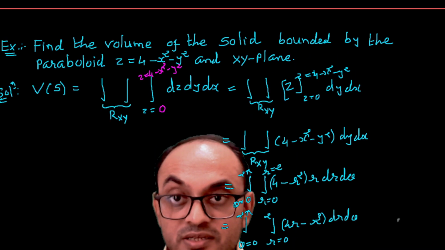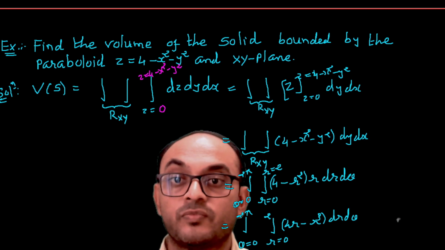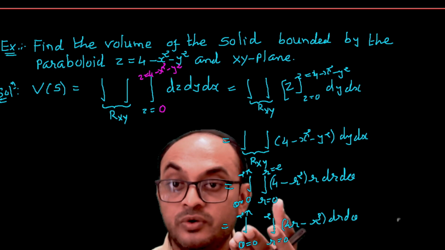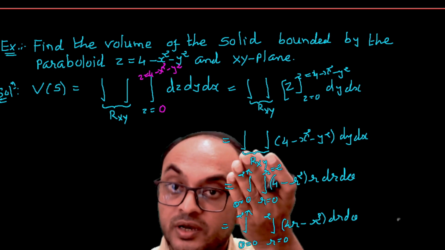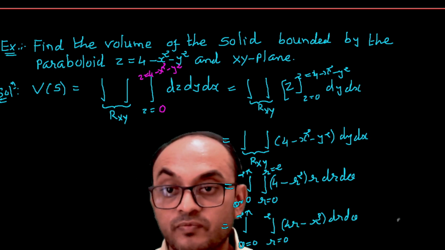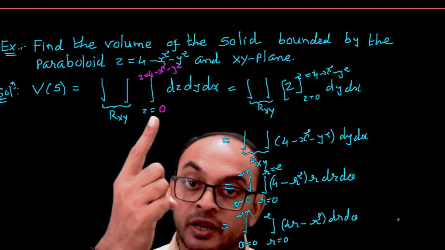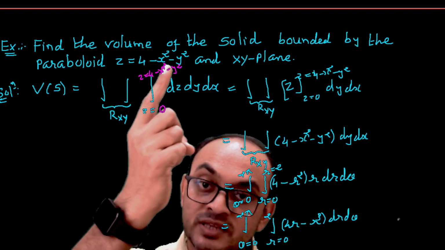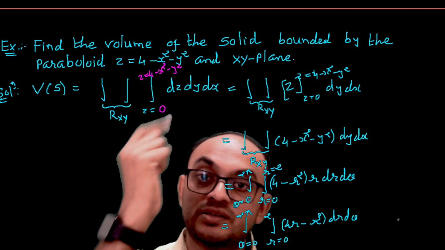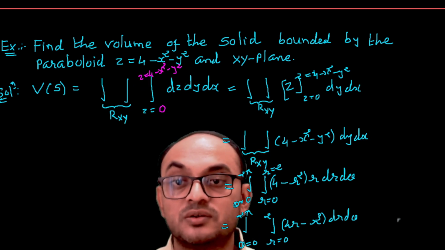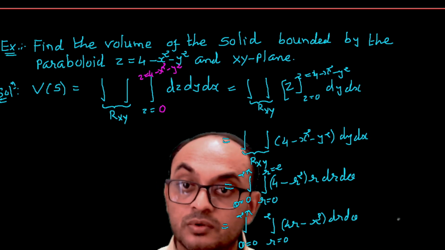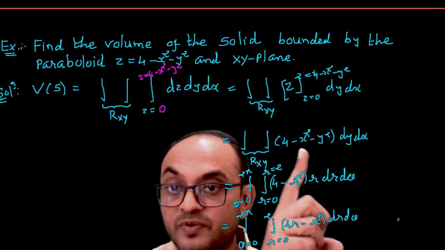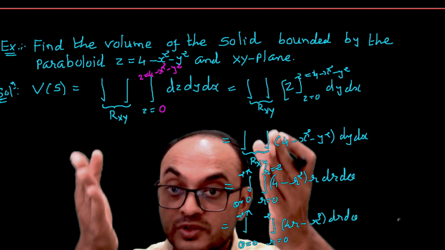I repeat the exercise. What we have done: first I observe z. I walked vertically from the negative to the positive direction. So I entered into my solid from z equal to 0 and I exit the region from the surface z equal to 4 minus x square minus y square. Now we integrate the quantity with respect to z. So everything is in terms of x and y, and then we took the projection of the solid on the xy plane.